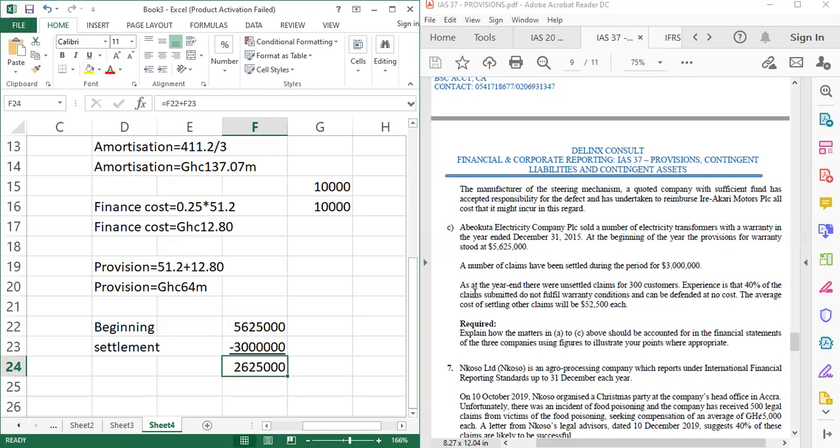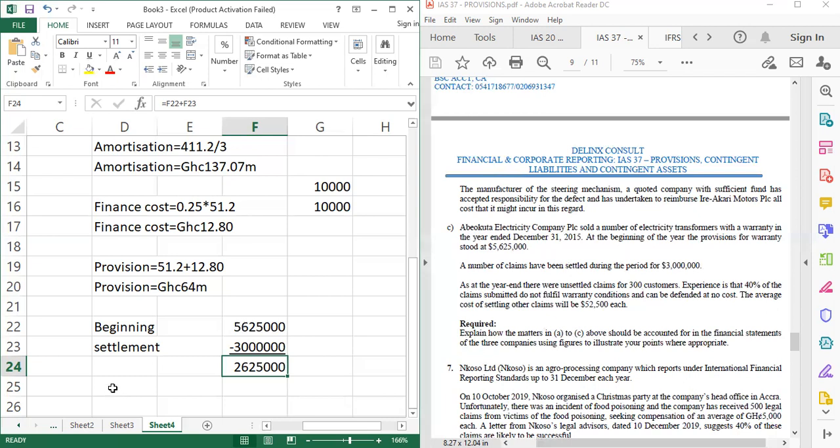But as at the year end, there were unsettled claims for 300 customers. Experience is that 40% of the claims submitted do not fulfill warranty conditions and can be defended at no cost. The average cost of settling other claims will be 52,500. So they are saying that 40% of the claims will not be successful, meaning that 60% of the claims will be successful, isn't it? So we need to make provision for only 60% of the claims submitted.